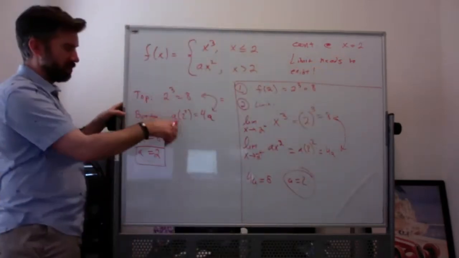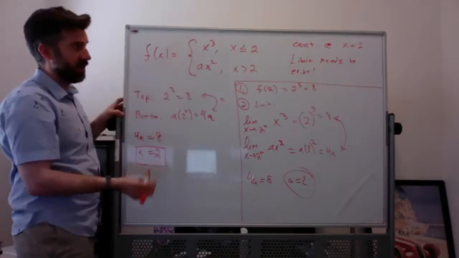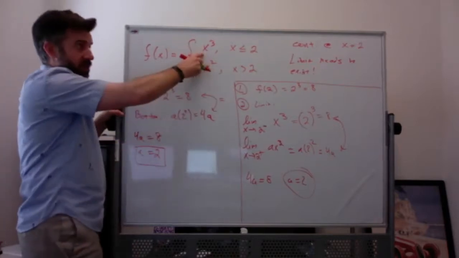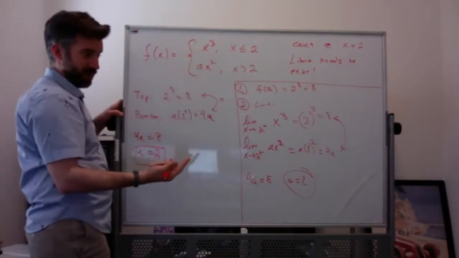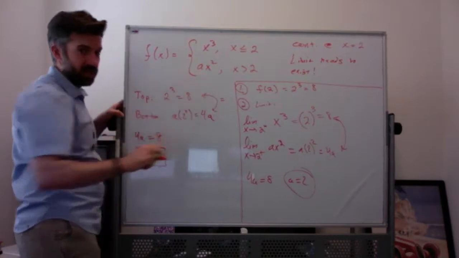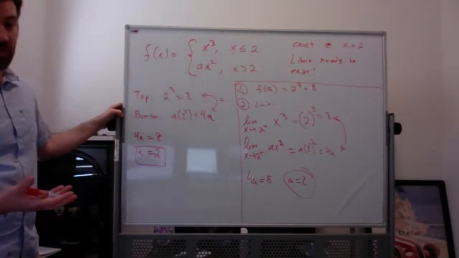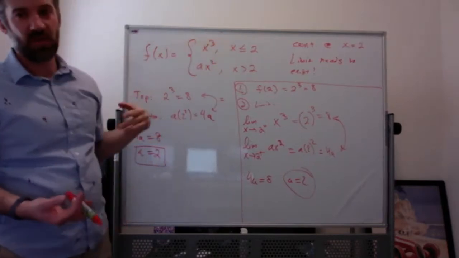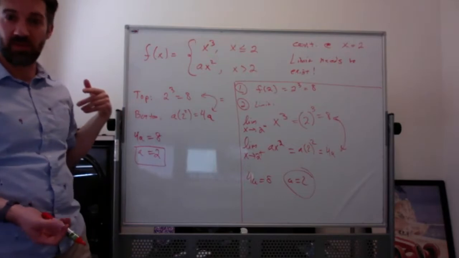This is the shortcut way of doing that though, right? For these functions, the left-hand limit we just got by plugging in 2 to the left-hand piece. The right-hand limit we ended up getting by plugging in 2 to the right-hand piece. So if they're functions where you can just plug in the value where you're broken at, usually you can just test those that way and then set them equal to each other.